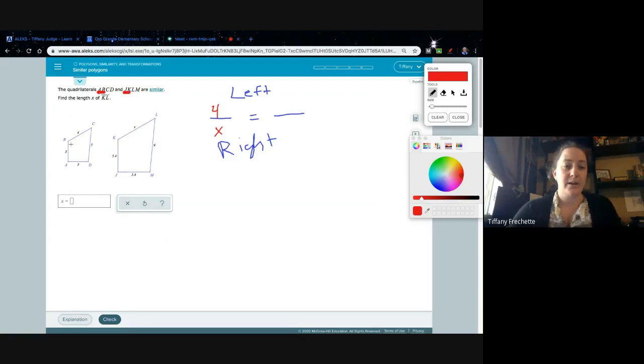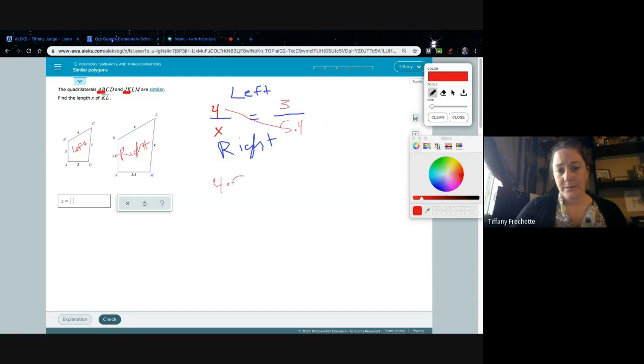Made my pen too big here. So AB is 3. It's on the left quadrilateral, and JK, which is over here, is on my right quadrilateral. And by left and right, this is my left one because it's to the left. This is my right one because it's to the right. So I'm just looking at left, right, not the left and right side of each figure, just which one's more to the left, which one's more to the right. Okay.